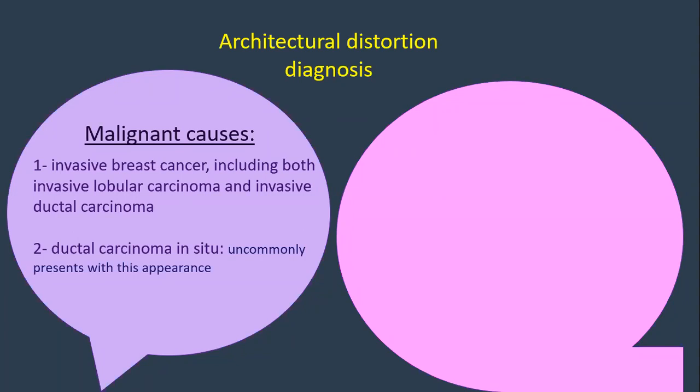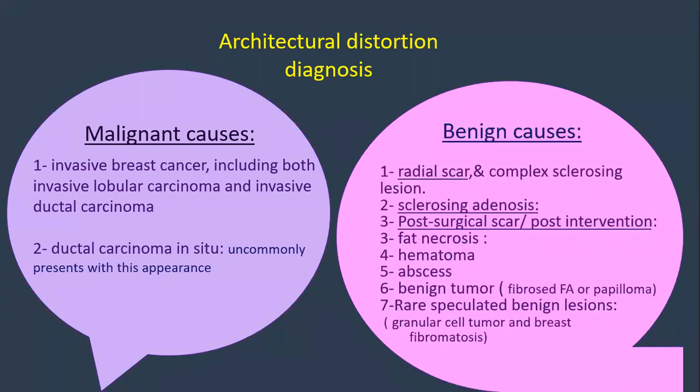Abscess is more common. Hematoma is more common. Fat necrosis, hematoma, and abscess, and sclerosed fibroadenoma and sclerosing papilloma are more common than these. Okay, so this is a list. Radial scar, complex sclerosing lesion, sclerosing adenosis, both surgical, both needing intervention. We mentioned fat necrosis, hematoma, abscess, benign tumor, fibrosis or sclerosed fibroadenoma or papilloma, and rare speculated benign lesions like granular cell tumors and fibromatosis.